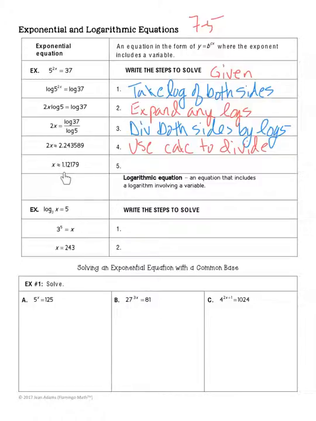Then to go from here to here, we must have divided both sides by 2 to get our answer.